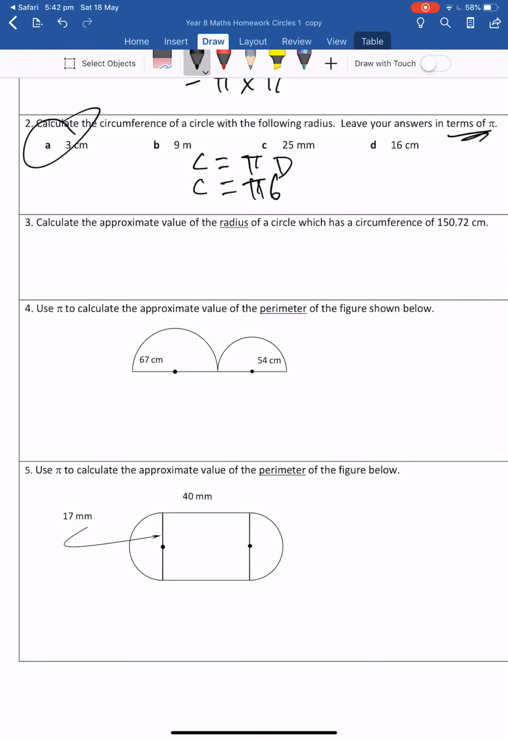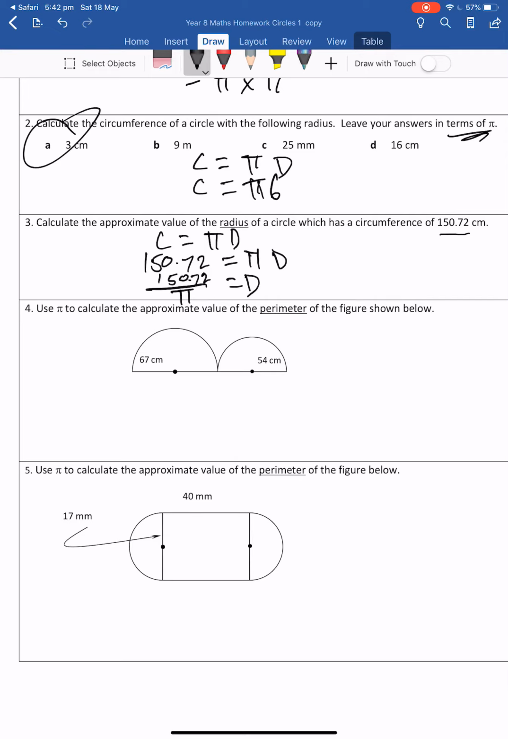Let's have a look. So calculate the approximate value of the radius of a circle which has a circumference of 150.72. All right, so in this case, circumference equals pi d. In this case, we have the circumference, so I'm going to write in the circumference here, 150.72 equals pi d. Now we know what the value of pi is, so to get d by itself, we're going to bring that over the other side, so it's going to be 150.72 divided by pi.